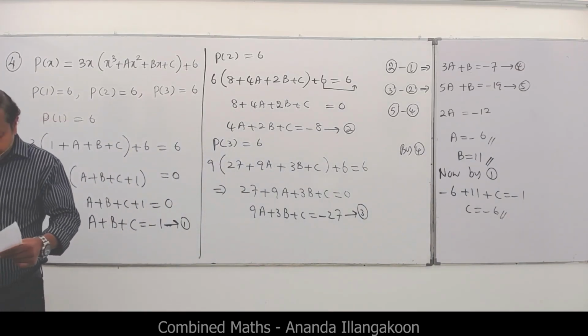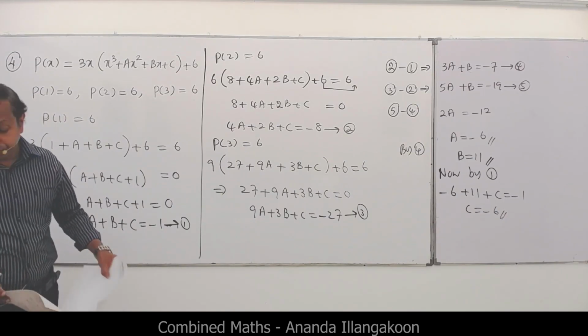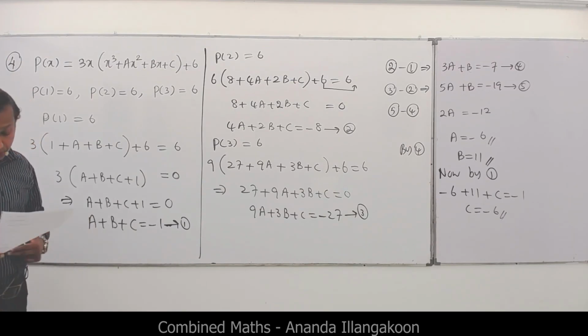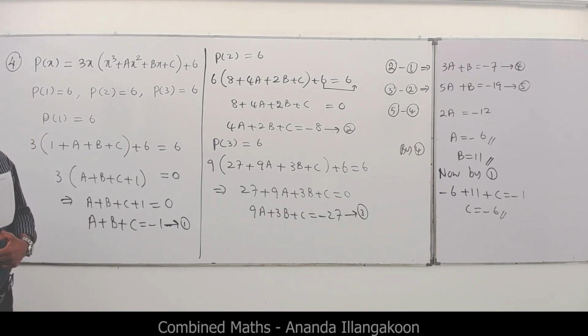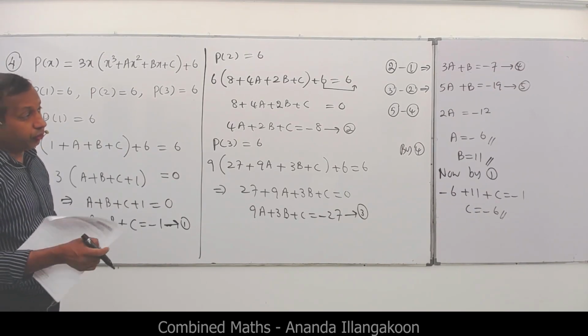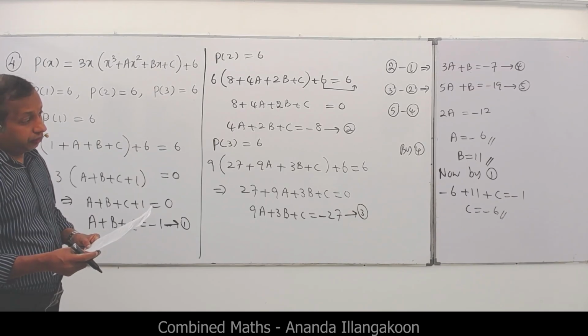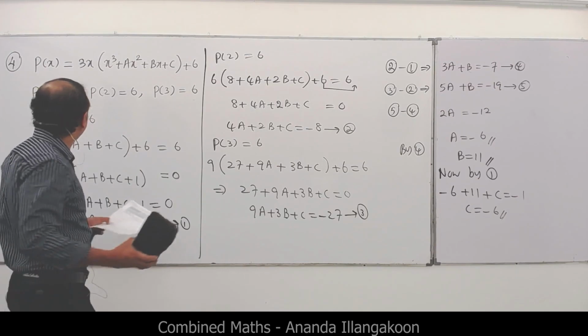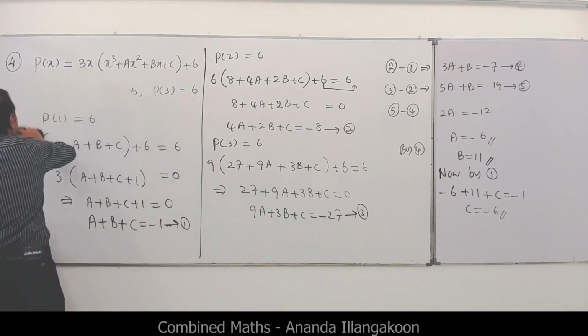Right. Then next part. We now have A, B, C. Now what is the next part? Let Q(x) be a polynomial function such that P(x) equals 3 times Q(x), x cubed plus 2. Show that x minus 1, x minus 2 and x minus 3 are linear factors of Q(x). Right. Okay, now we can take it like this.